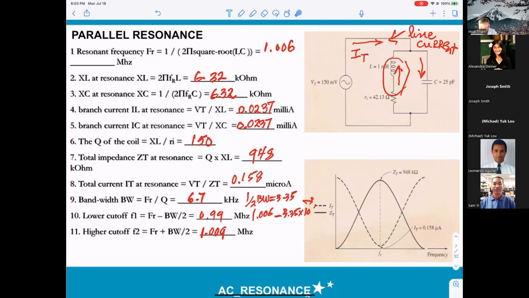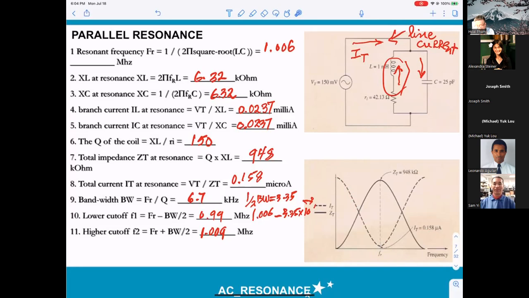And now you see the display here. This will be the display for what? Total impedance, right? Z total. So you can see at the resonant frequency, you get the maximum impedance, okay? And this stands for the current, I total. They will get a very little current here. That's what we calculated, 0.158 microamp.